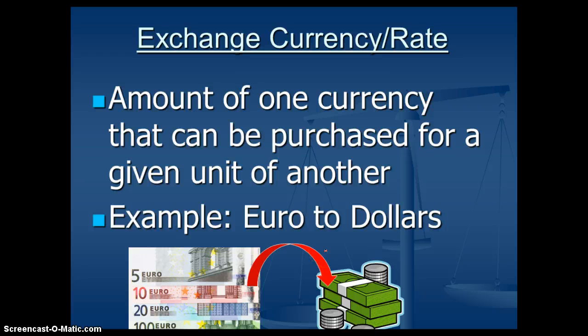Currency exchange rate is the amount of one currency that can be purchased for a given unit of another. How many euros does it equal for a dollar? Sometimes that fluctuates from day to day, from year to year. That's what you would need to do.